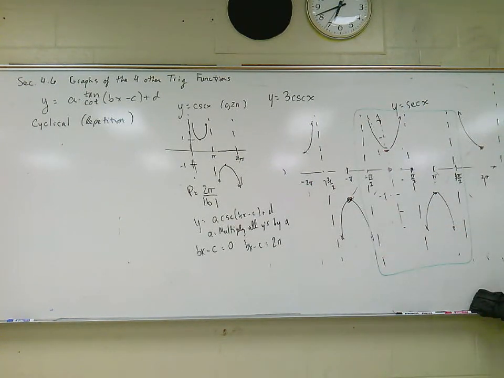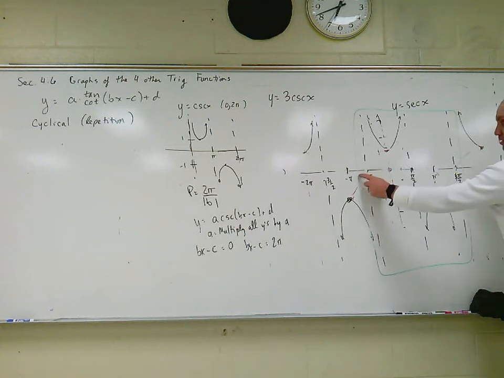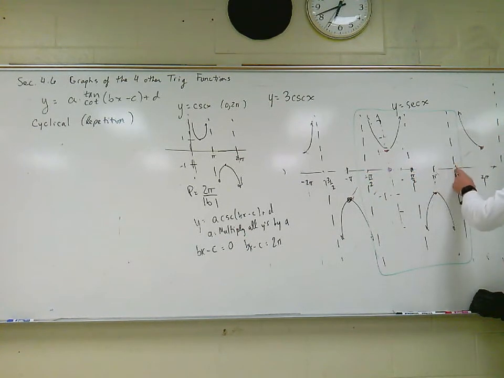See, secant is the same picture as cosecant, just shifted left. Start with an asymptote, middle's an asymptote, end's an asymptote. The only problem is it's at negative pi over 2 and 3 pi over 2. If you're okay with that, then we'll use it.